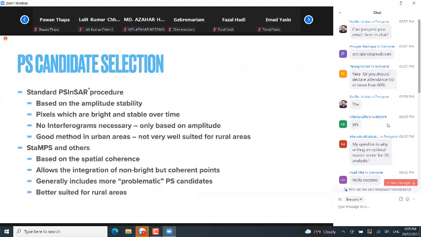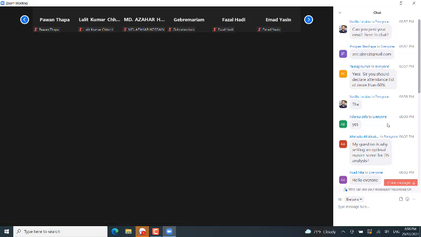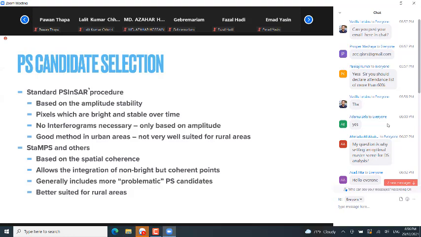All right. After that, we selected PS candidates. We will later talk about that in more detail, about the different methods, but there are different ways to do that. In the standard PS-InSAR, we are looking at the amplitude stability. So we are looking at pixels that are bright, that are white, and stable over time. We do not need interferograms to do that. We can do that only based on the amplitude, and it works very well for urban areas.